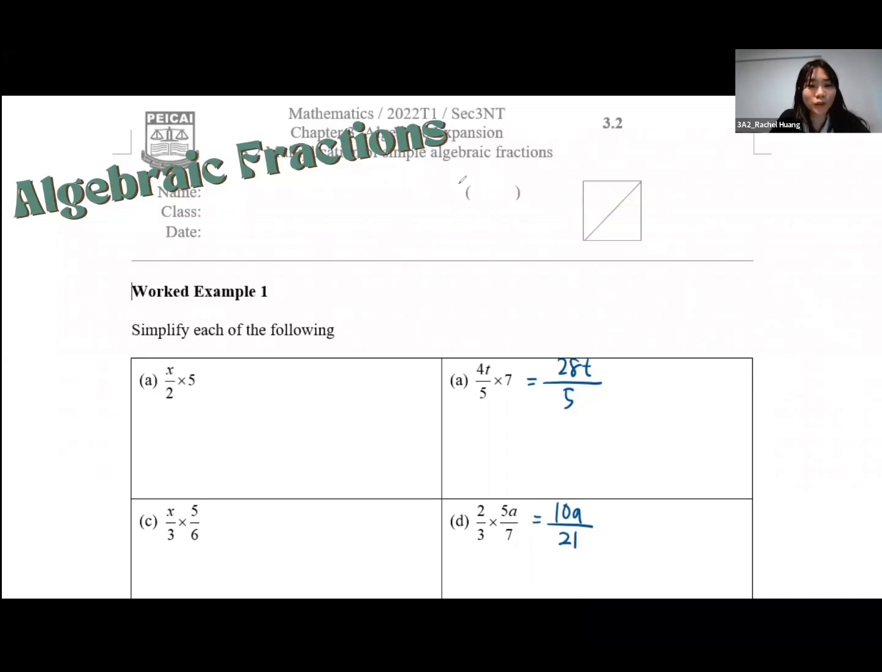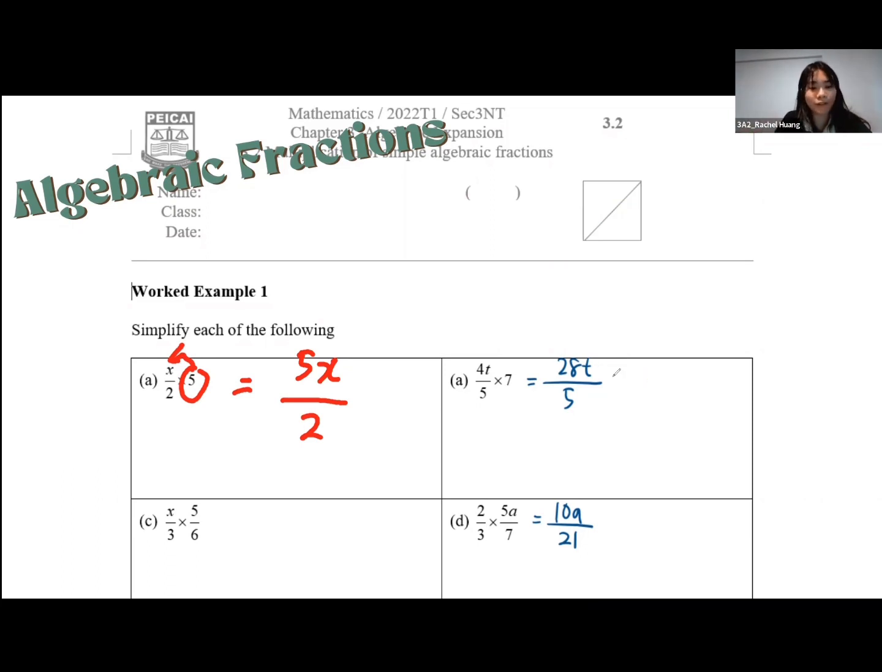Okay, moving on to algebraic fractions. If we are talking about fractions, how do we multiply fractions then? Always remember that when I multiply, it goes into the numerator and not the denominator. So it will be 5x over 2 because 5 times x gives me 5x. Okay, if you notice here, that's the same thing. I always multiply to the top.